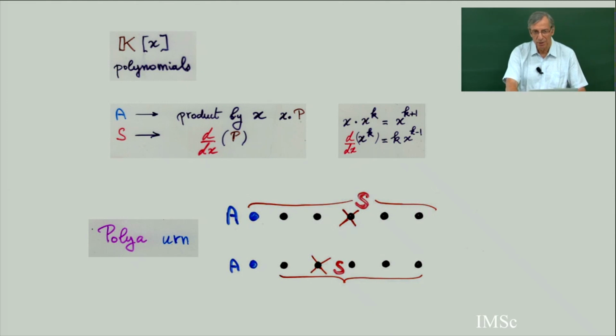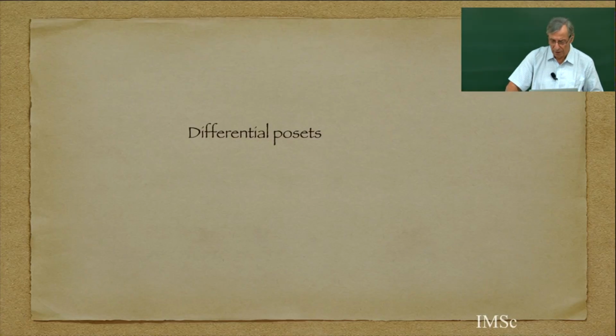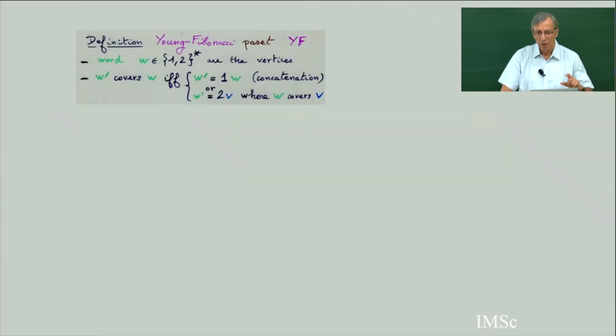Also, you can represent this adding or deleting a cell. The Polya urn can also be represented by product by X or derivative. And you can have many particles with boson and fermion. When you have fermion, instead of the Lie bracket, you have UD plus DU, which corresponds to putting Q equal -1. If you put Q, the number of inversions in the rewriting, equal to -1. And I will finish with the differential poset, which is when you have UD equal DU plus identity.